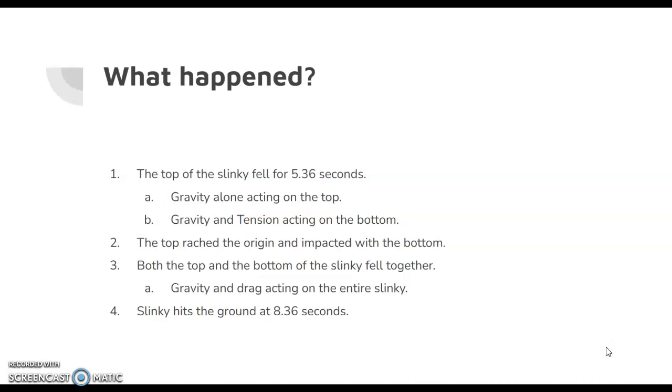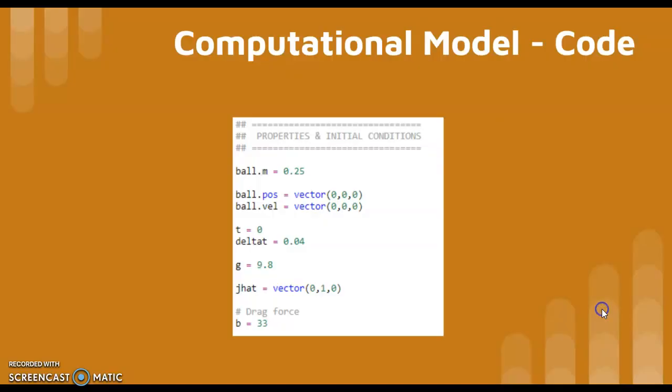Basically, the top of the slinky falls for 5.36 seconds, while the bottom of the slinky stays in the same position, in that origin position. That's because gravity and tension are working on the bottom, while gravity alone is working on the top. The next point is that the top reaches the origin and it impacts with the bottom. This causes both the bottom and the top of the slinky to fall together, because gravity and drag force are acting on the entire slinky. And then it hits the ground at 8.3 seconds.